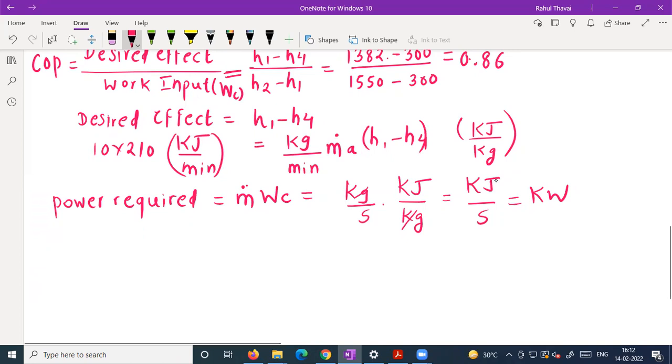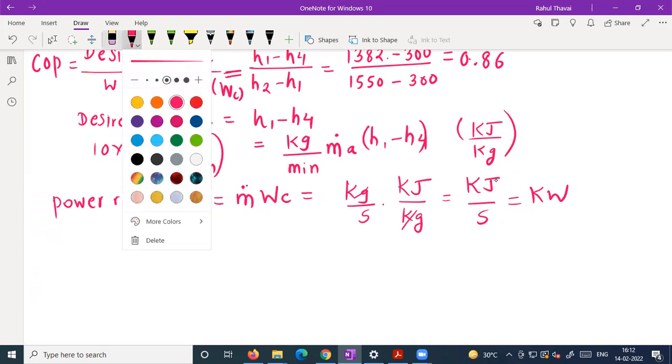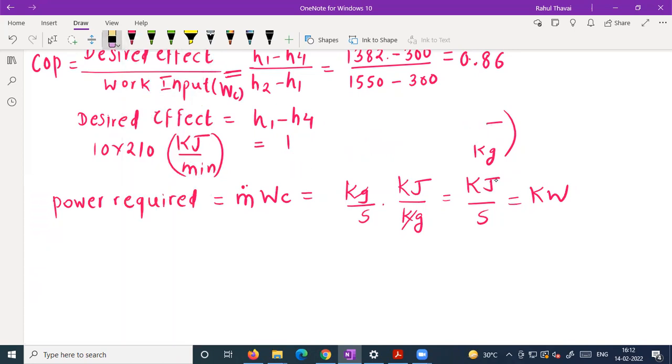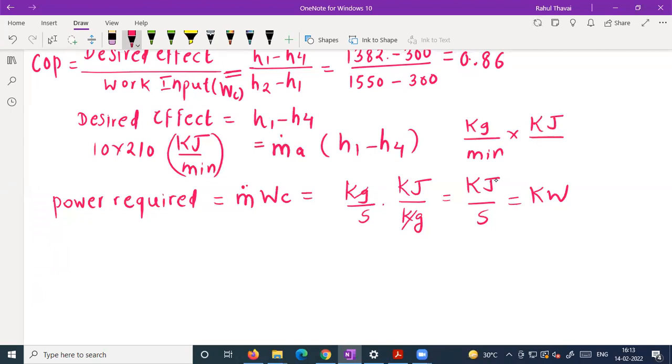Try to understand. I will erase everything and just write it down as: it is given by mass flow rate of the air multiplied by H1 minus H4. Try to understand why. Because the mass flow rate is in kg per minute, multiplied by H1 minus H4, which is in kilojoule per kg. Kg gets cancelled, and we get kilojoule per minute. Is that okay?